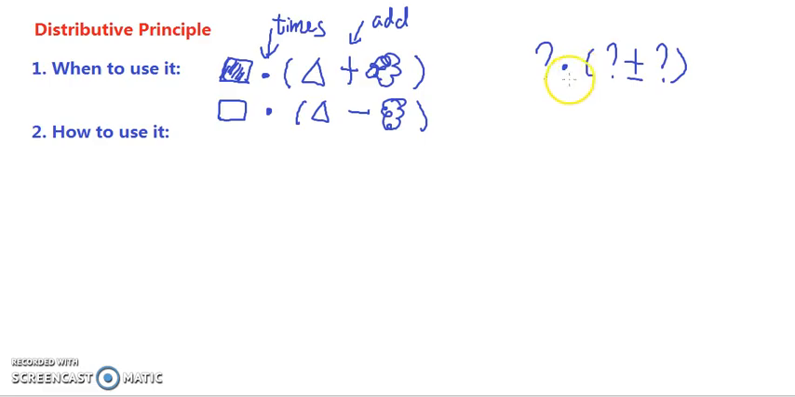If this is not a multiplication, if it's plus or minus, you will not be able to use the distributive principle. The same here: if the inside is not plus or minus, if it's another times, you will not be able to use the distributive principle. Okay, so let's take a look at what the distributive principle is and how to use it.